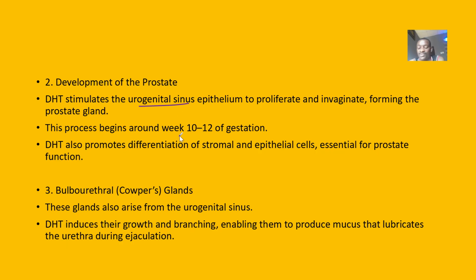Okay, that process too is around week 10 to 12. Also promotes differentiation of stromal or epithelial cells. Then the bulbourethral glands. So the glands arise from the urogenital sinus. So dihydrotestosterone also stimulates their growth and branching. Alright, enable them to produce mucus that will lubricate the urethra during ejaculation.